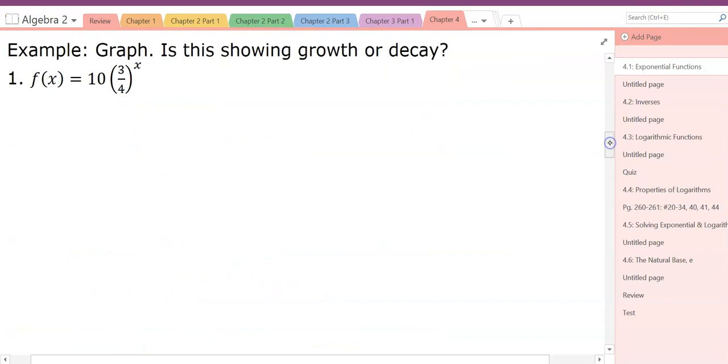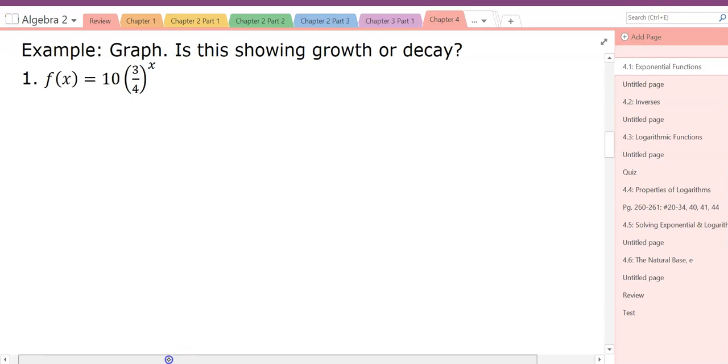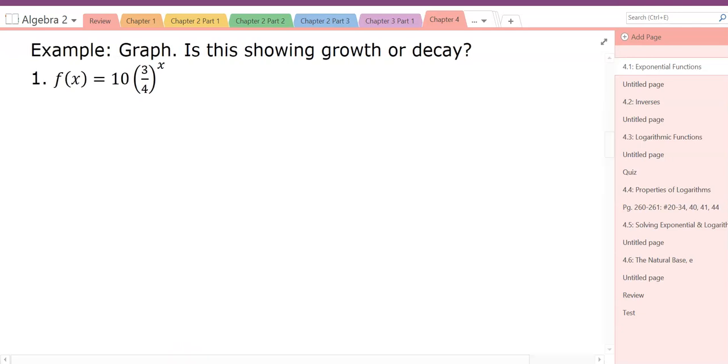Okay, so let's go to the next page. So they want you to graph this, and they also want you to say whether it's showing growth or decay. This one looks a little different than our last one because they've got a 10 sitting in front of the number raised to the exponent. But that's not going to change anything as far as evaluating. You're still only taking that 3/4 to the x power. I just want to get this started with you guys.